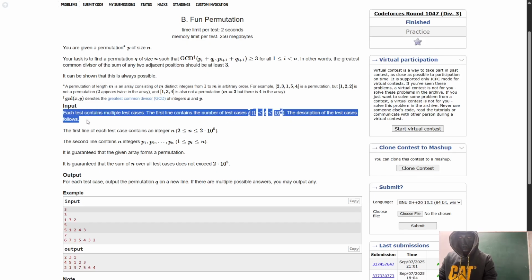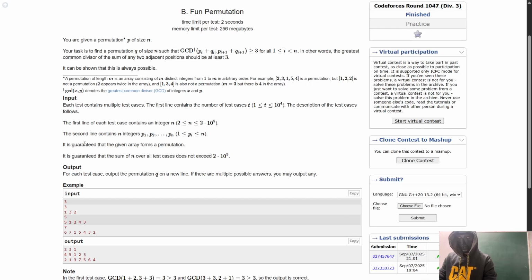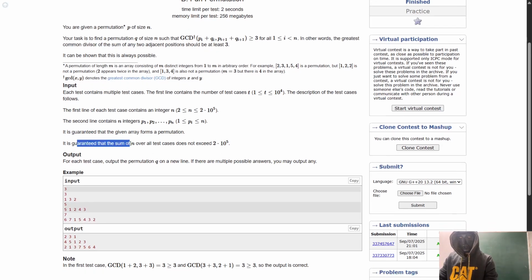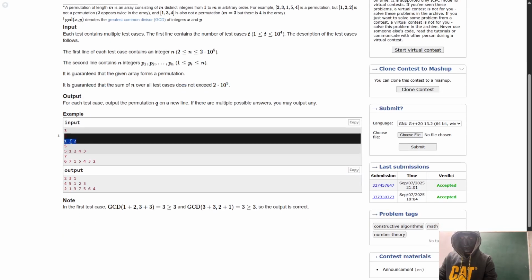The input has the first line as the number of test cases, t, and for every test case we have n as the length of the permutation p, and the second line has p1, p2 up till pn. It is guaranteed that the given array forms a permutation. It is guaranteed that the sum of n over all test cases does not exceed 2 times 10 to the power 5. So the question is lengthy but it is very easy. I'll be telling you.